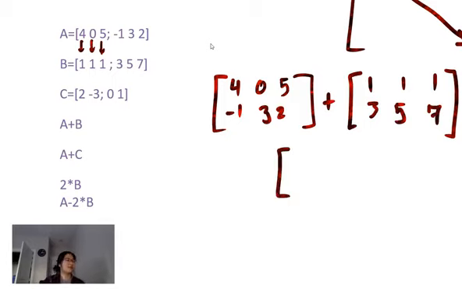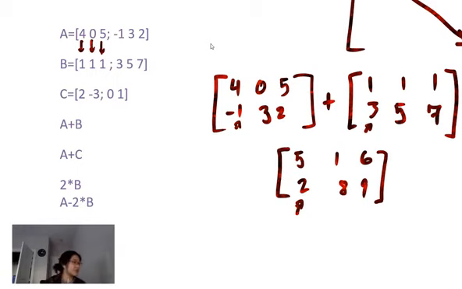And what do we get? Wow. 5, 1, 6, 2, 8, 9. Just adding up the corresponding entries into those locations where they have the same subscripts. So this is like A11 plus B11.